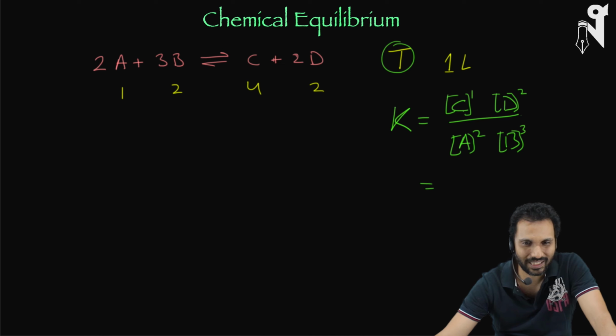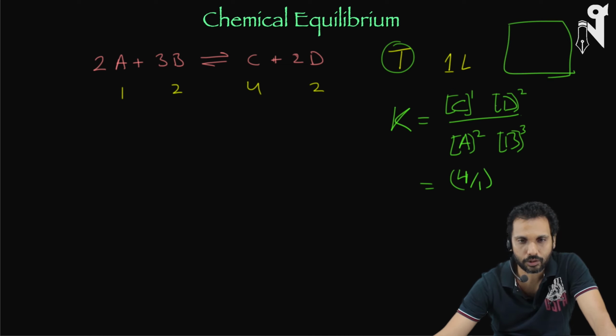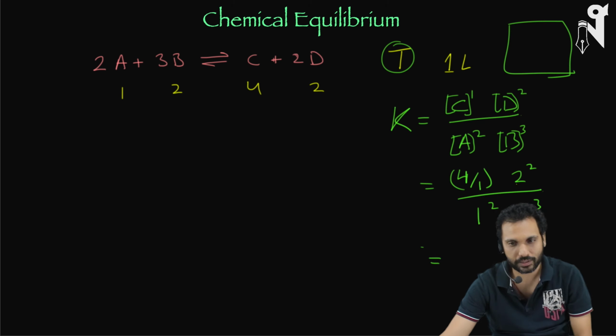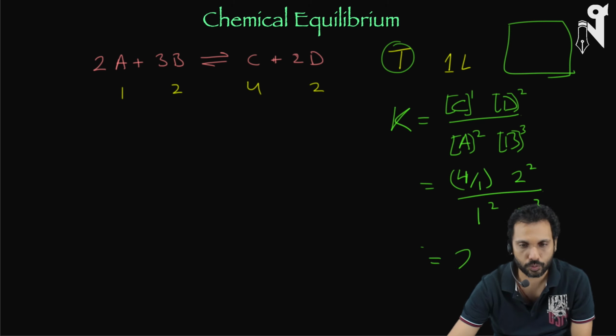Now the concentration of C is 4 by 1, because the whole thing is in a 1 liter vessel. The concentration of D is 2 by 1, so I'm not going to write the 1, and raised to the power 2. Concentration of A is 1 raised to power 2. Concentration of B is 2 raised to power 3. And what do we get? We get 4 into 4, 16 by 8, which is a 2.